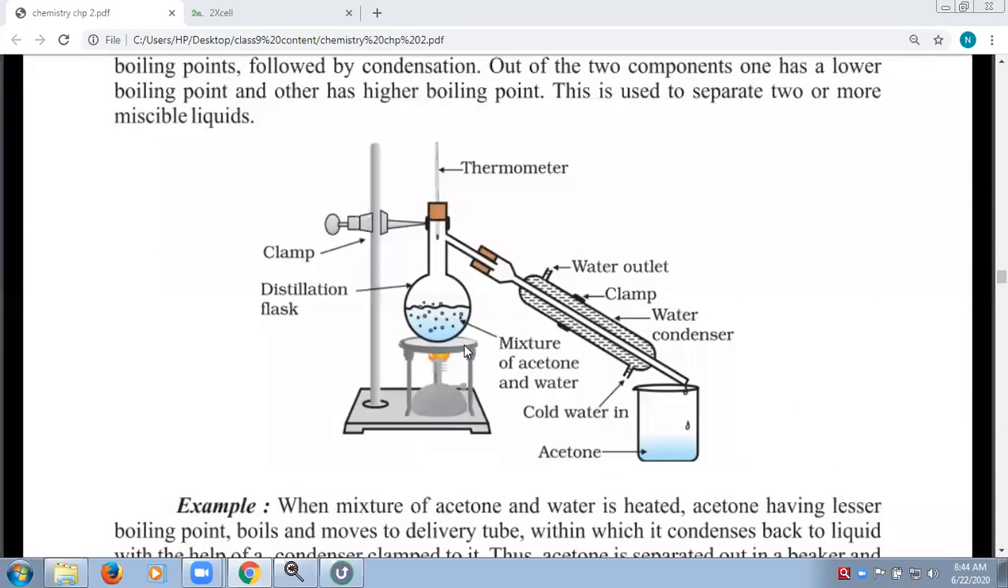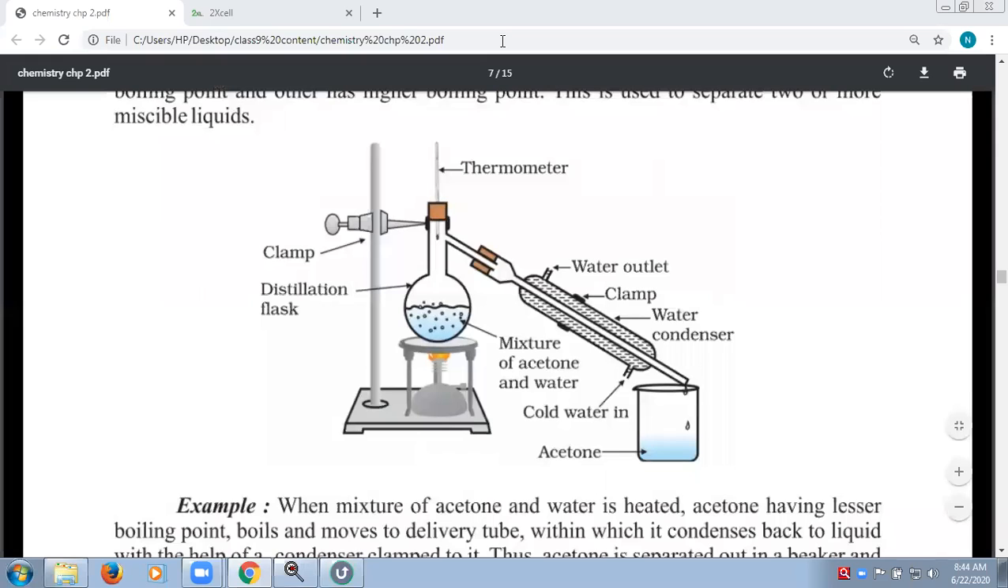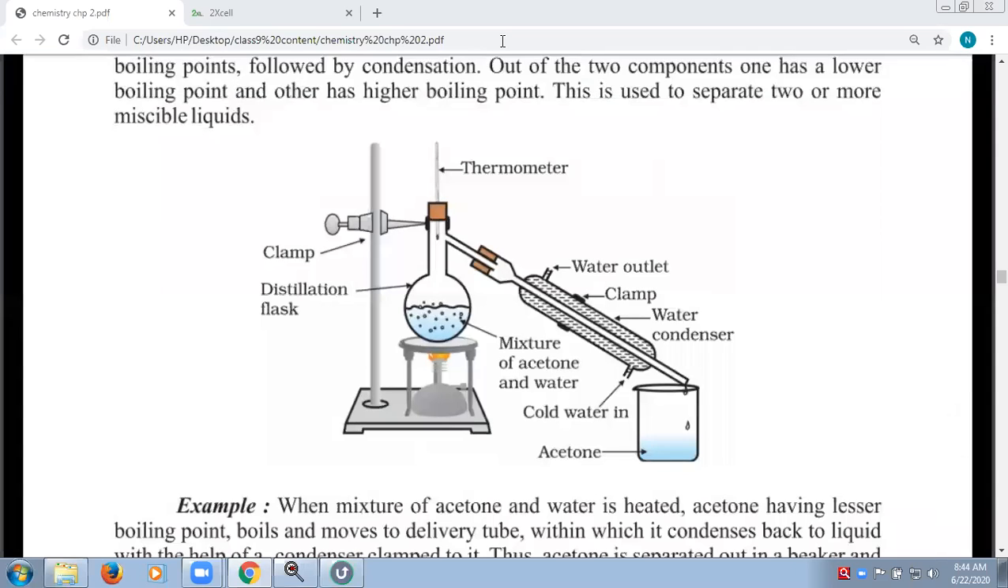Now, a mixture of water and acetone. Why have I taken acetone here? It's because acetone has a boiling point of about 57 degrees Celsius, and water, as you all know, pure water boils at 100 degrees Celsius. So there is a lot of difference in the boiling points of these two liquids. It's more than 25 degrees Celsius.